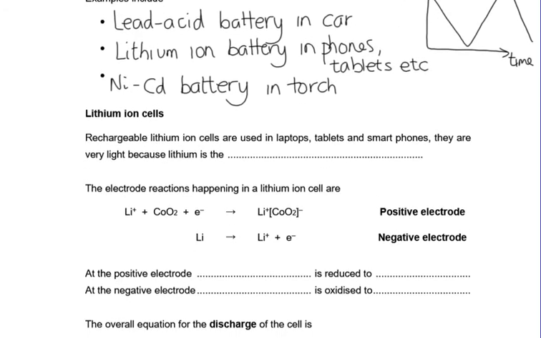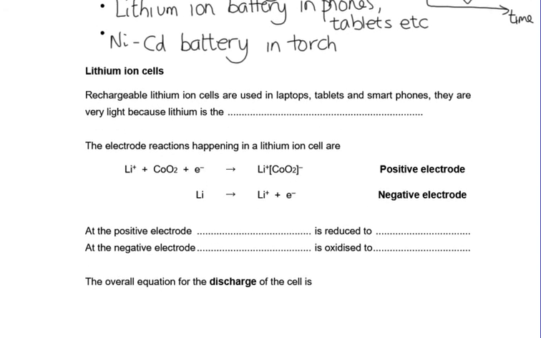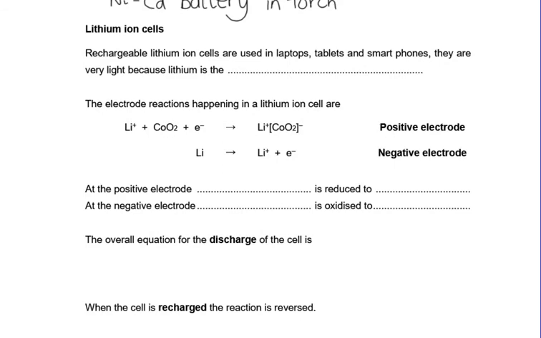And the one we're going to focus on, the one the exam board wants us to focus on, is that middle one, because obviously much more relatable for yourselves. That you've got your laptops, your tablets and your smartphones. So why do we use lithium? Well, we use lithium because it's the least dense metal. So it's light.